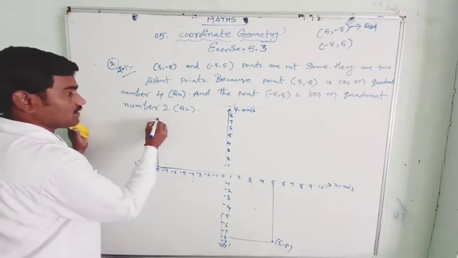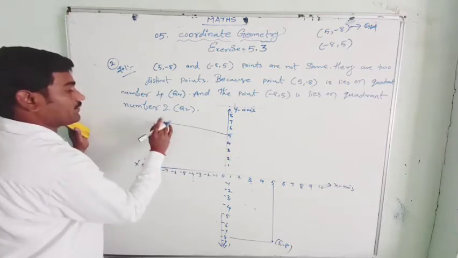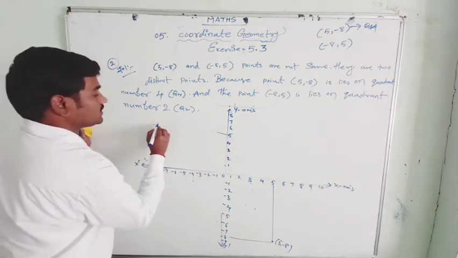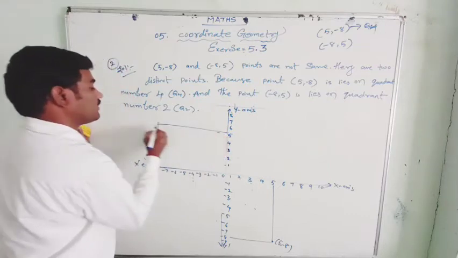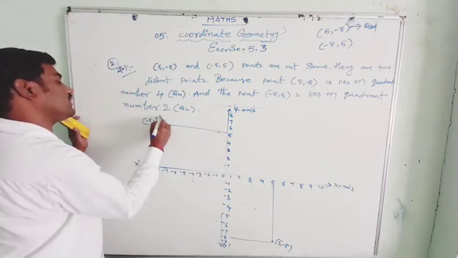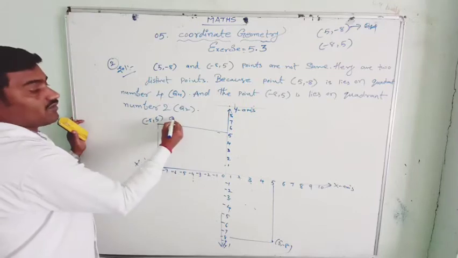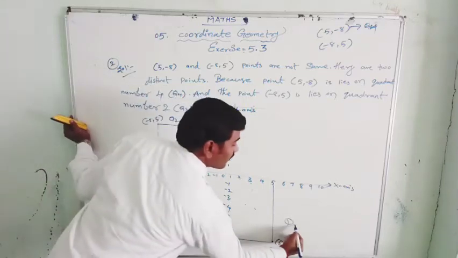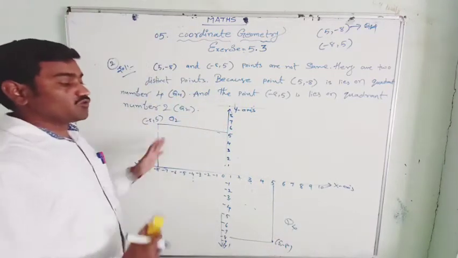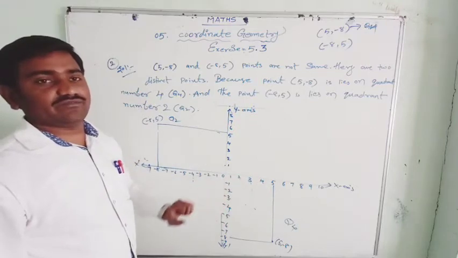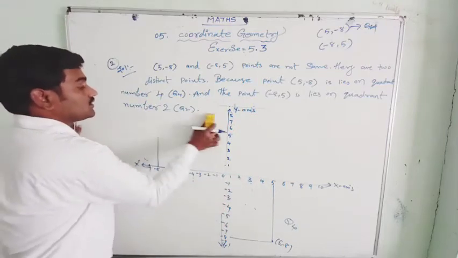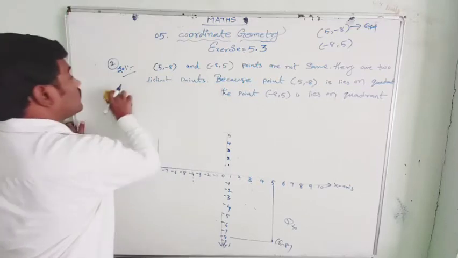Minus 8 and 5. You will get straight lines in the graph, no need to worry. Minus 8 comma 5, see, it is in quadrant number 2. This is in quadrant number 4. So the 2 points are different. And now we go for the next problem.